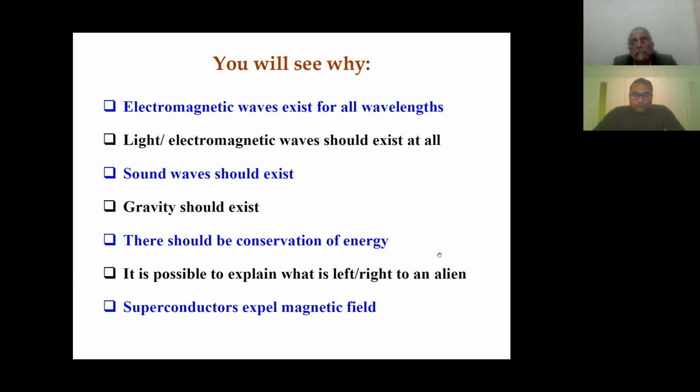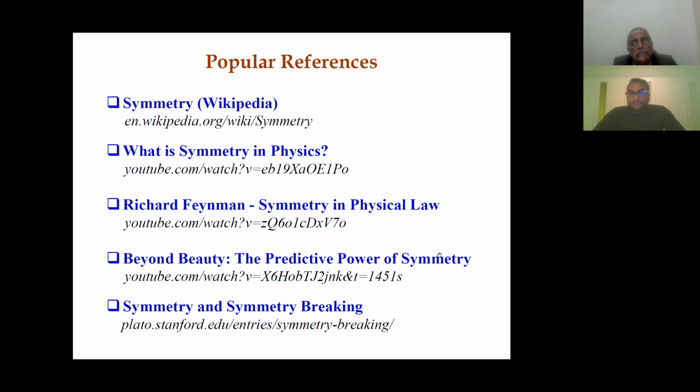So as I already said, the rigorous understanding of symmetry comes through the understanding of group theory and courses on quantum field theory. But for non-experts, I give some pop references here. There is a symmetry article in Wikipedia. There is a video in YouTube on what is symmetry in physics. There are very nice Feynman lectures, and one of them is actually on symmetry in physical law. I ask all of you to watch this video because Feynman lectures are always good. And then there is also a video called Beyond Beauty, the predictive power of symmetry. This is also a nice one. And finally, there is this Stanford Encyclopedia of Philosophy, which is also a good read that talks about symmetry and symmetry breaking. So these are all for non-experts.